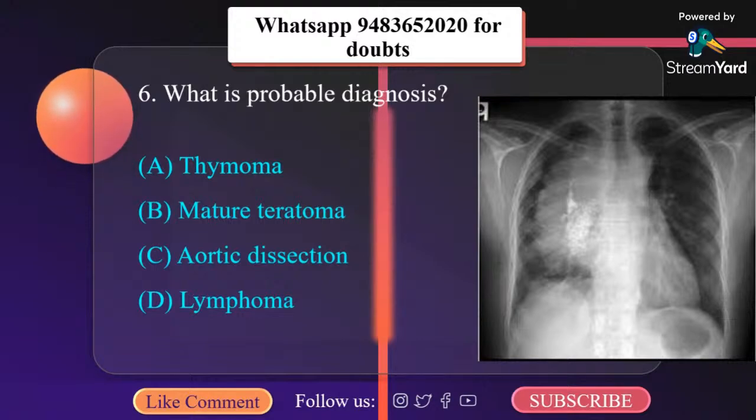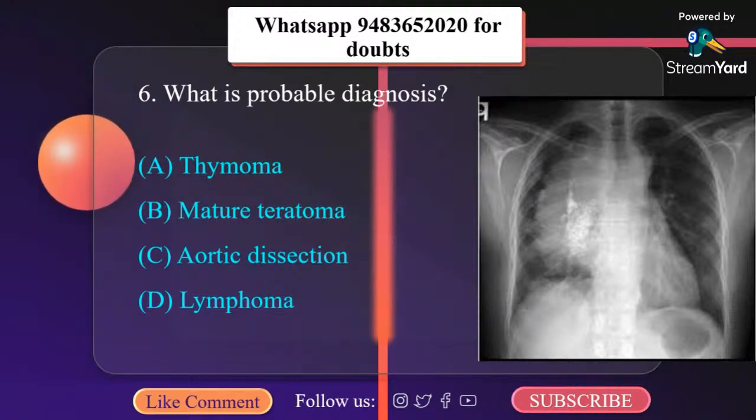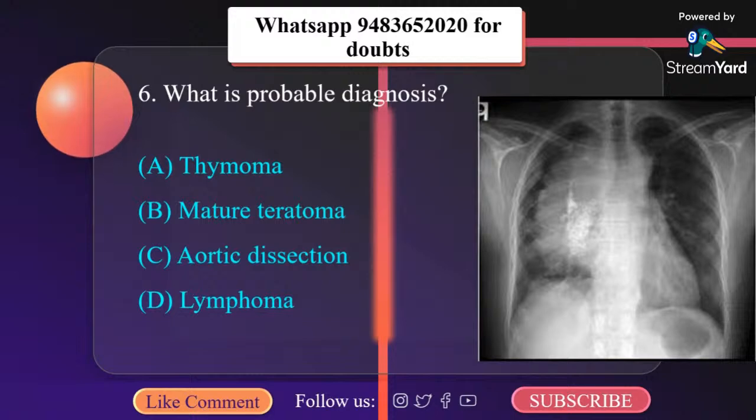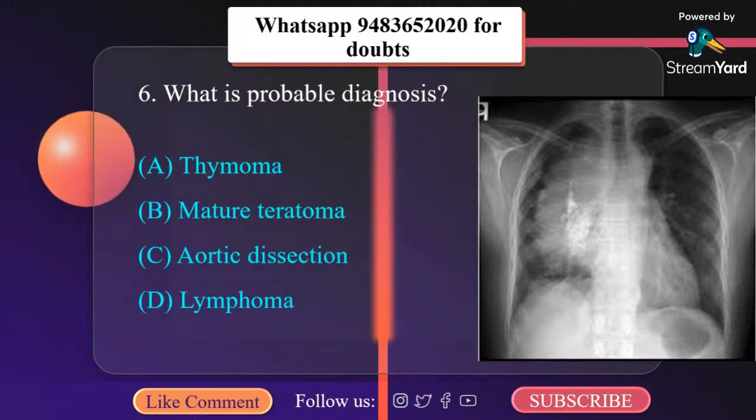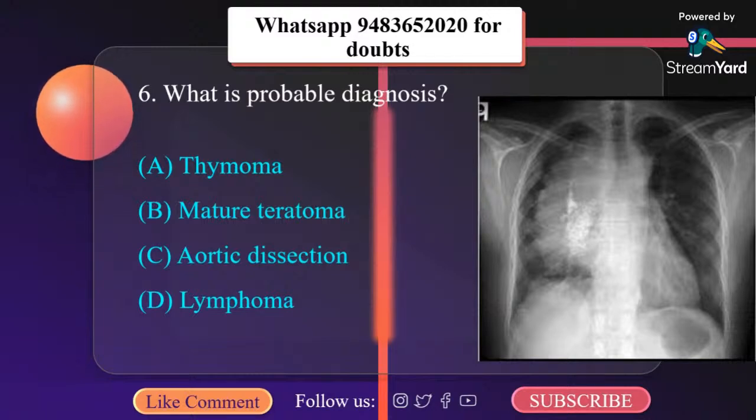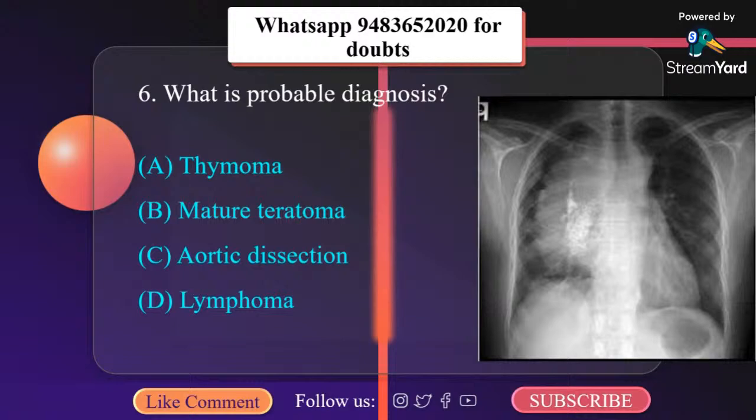Thymoma is the most common anterior mediastinal neoplasm. Mean age of presentation is 52, older than teratomas. Most are solid lymphoepithelial tumors of thymus, some are cystic. About one-third are malignant. It is rare in children. So the correct answer here is A. Thymoma.